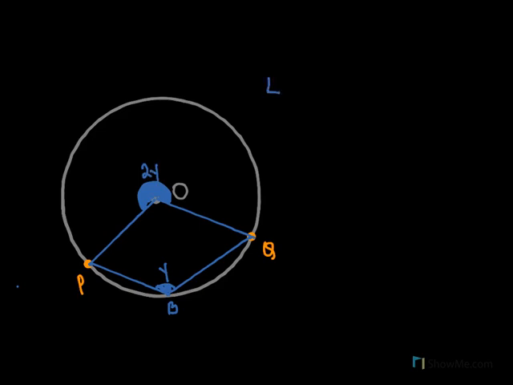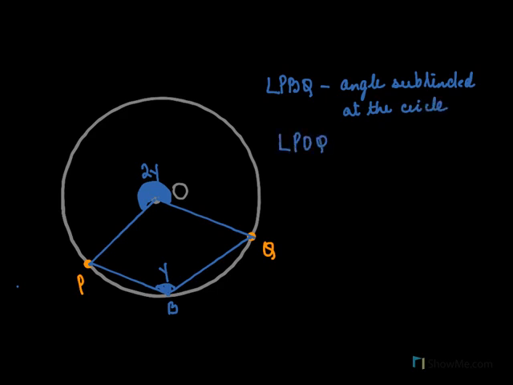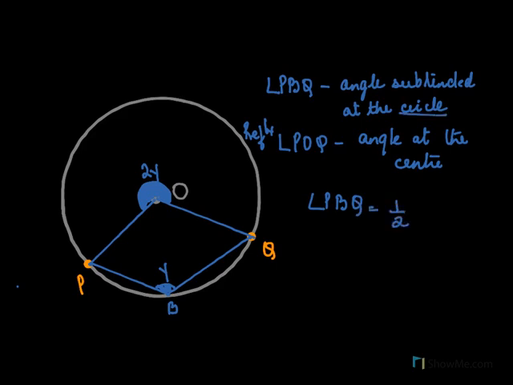So angle PBQ is angle subtended at the circle, and angle POQ, and I will call it reflex angle, is angle at the center. And again, the angle at the circle is always half the reflex angle.